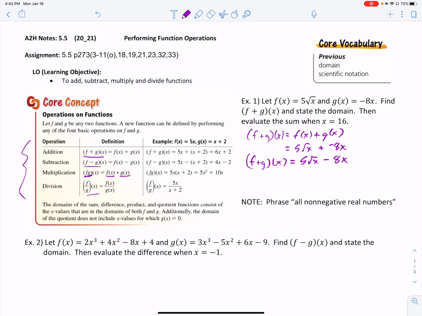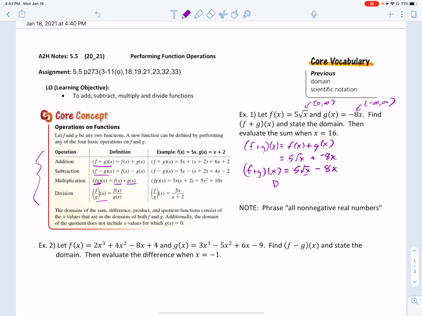And then it says state the domain. Well, it can't be any larger than the original, and the domain of this is 0 to infinity. The domain of this would be all reals because it's just linear. And so this restricts our domain, so our domain is going to be 0 to positive infinity.